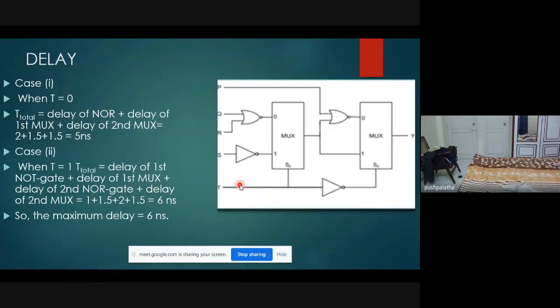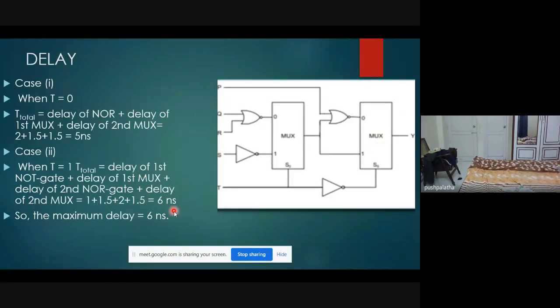I repeat again, t equal to 1. So here it is selecting the delay of the NOT gate, so delay of this and the mux, right? Since t equal to 1, the selection line will become 0, so it will obviously select this NOR gate. So this NOR gate and this mux. Okay, so totally I am getting 6 nanosecond.